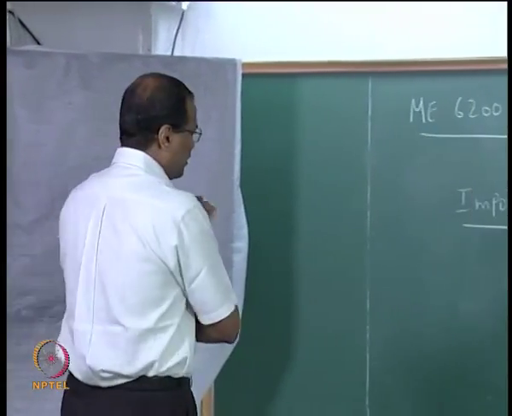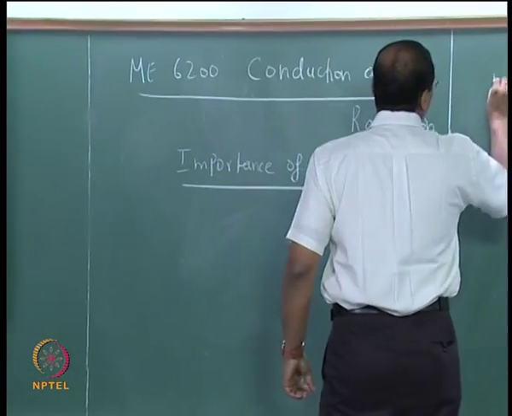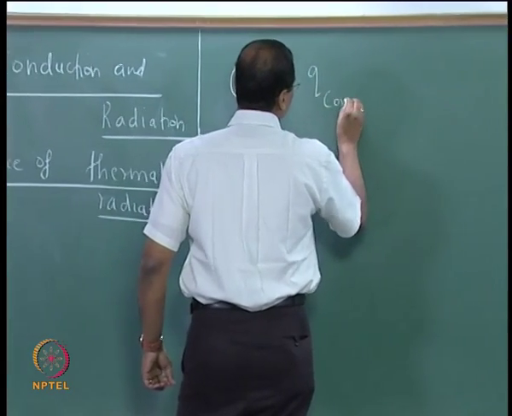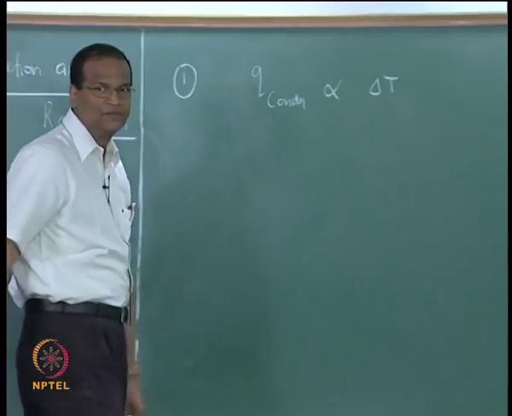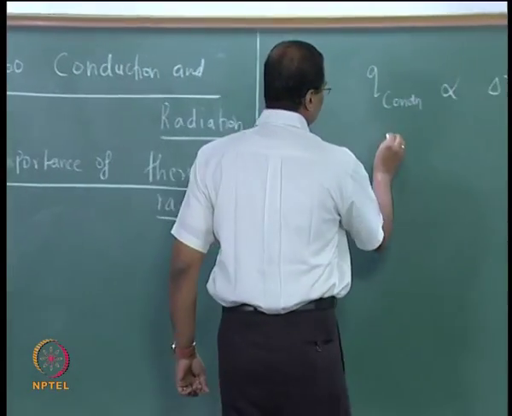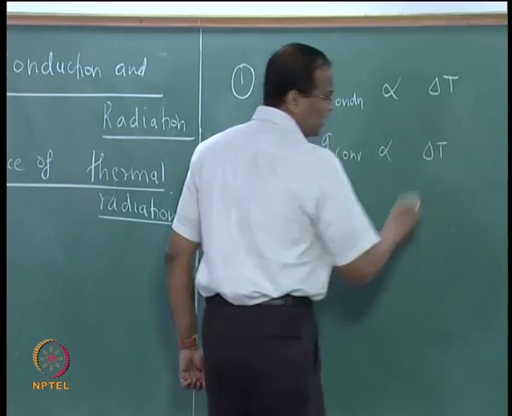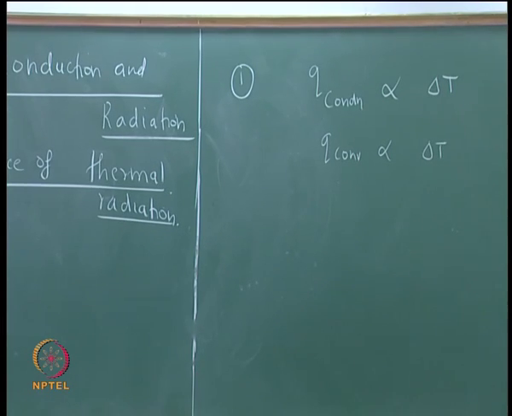So the importance of thermal radiation, basically the first point is: Q conduction is proportional to delta T. Q convection is also proportional to delta T except for free convection. Correct? Why?